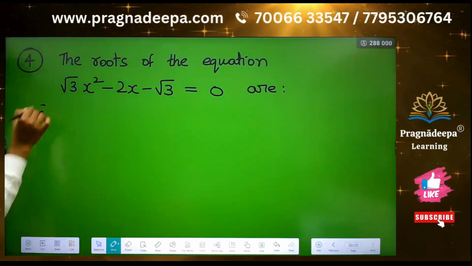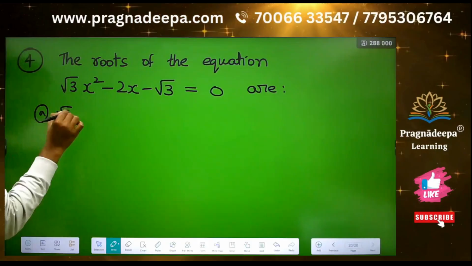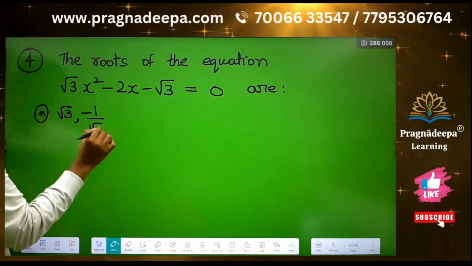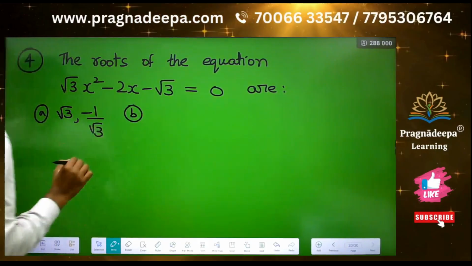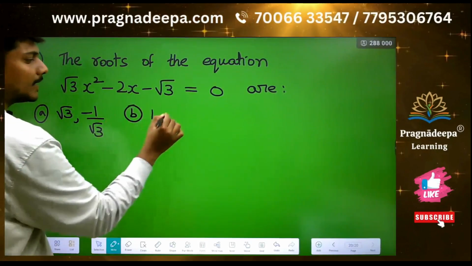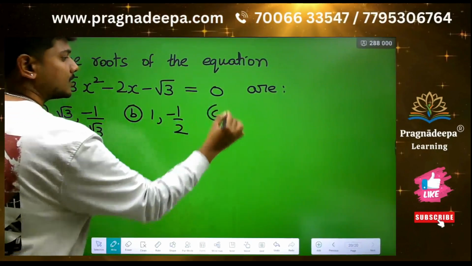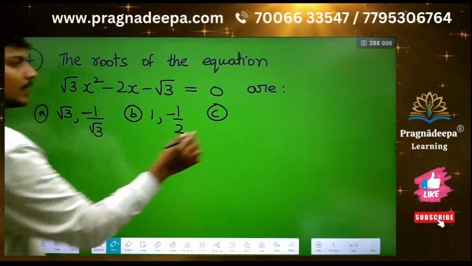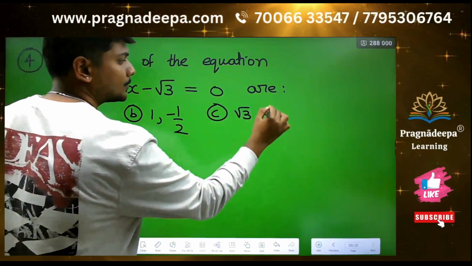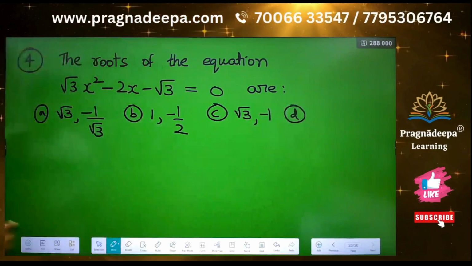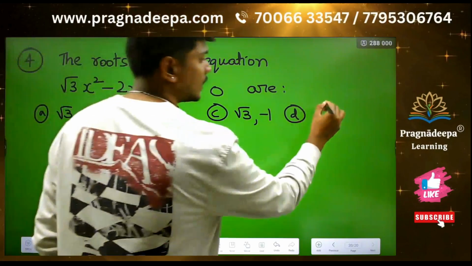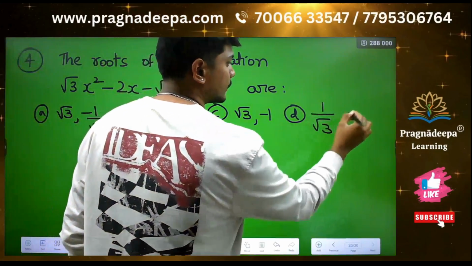So the first option is root 3 comma minus 1 by root 3. Option B is 1 comma minus 1 by 2. Option C is root 3 comma minus 1. Option D is 1 by root 3 comma minus 1.